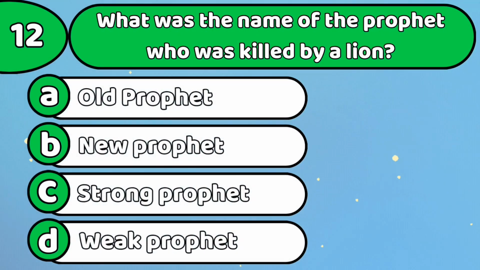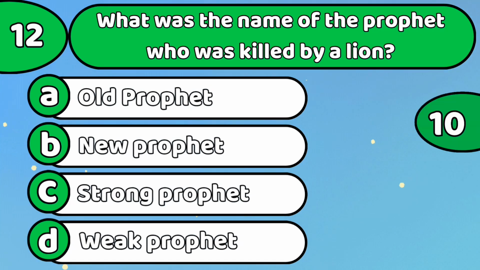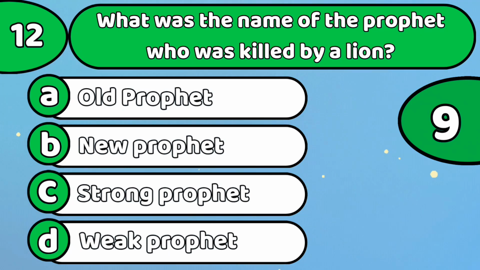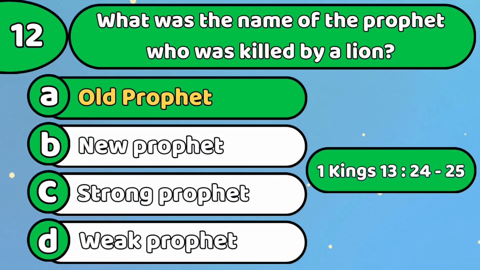Question 12. What was the name of the prophet who was killed by a lion? A. Old prophet, B. New prophet, C. Strong prophet, D. Weak prophet? Reference: 1 Kings chapter 13, verses 24 and 25.